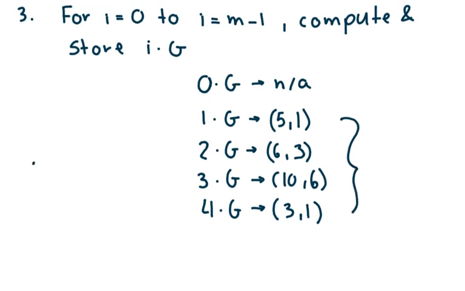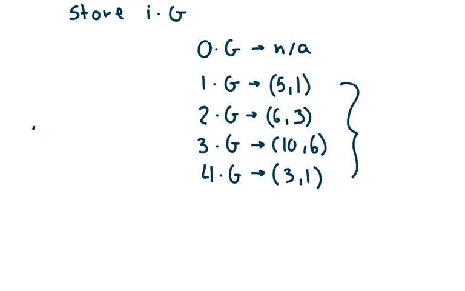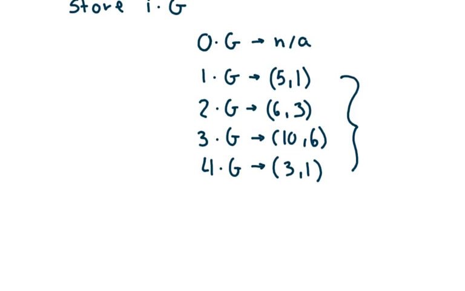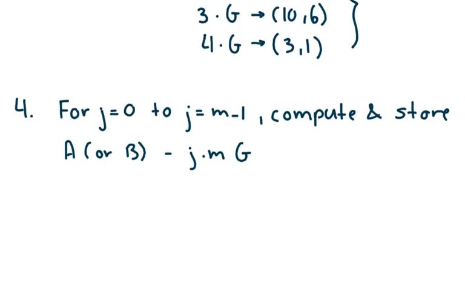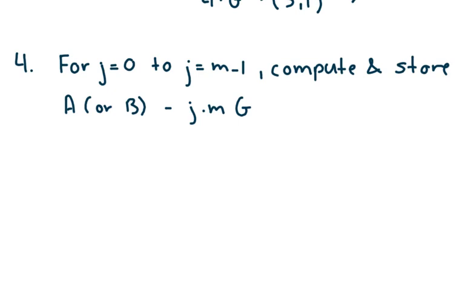Now, the fourth step that Eve is going to take is just a tad bit trickier than the third step. So the fourth step is for j equals 0 to j equals m minus 1, Eve is going to compute and store a or b, depending on whether she's trying to find alpha or beta, minus j times m times the generator point g. So let's say that Eve is trying to calculate alpha. She's going to use a.